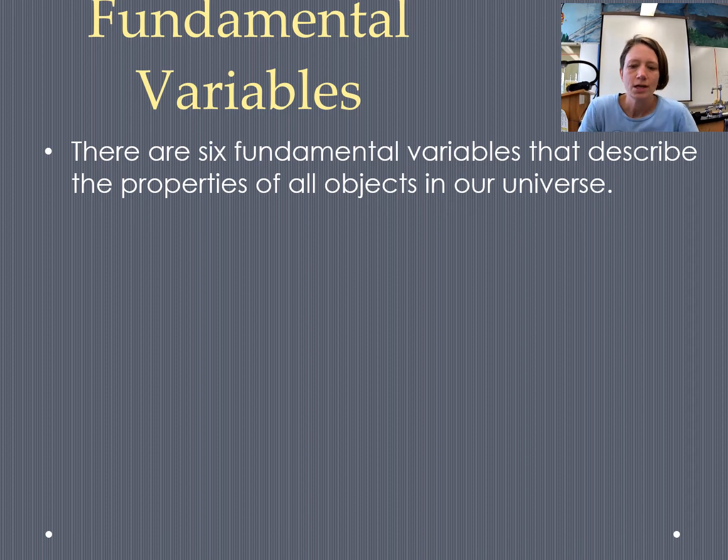So while I give you lots of examples of variables, in physics there are a subset of very special variables known as the fundamental variables. These are the variables that physicists can use to describe everything in the entire universe just based on combinations of these 6 different fundamental variables. So these are the ones we're going to be using primarily in this class.